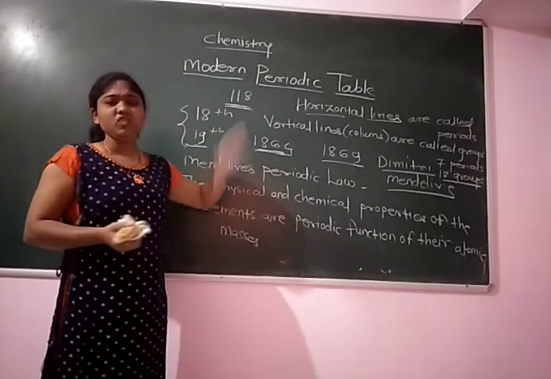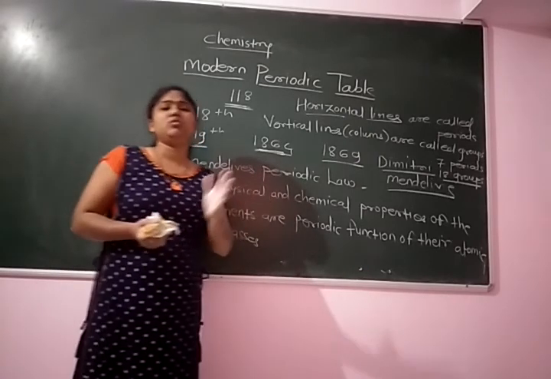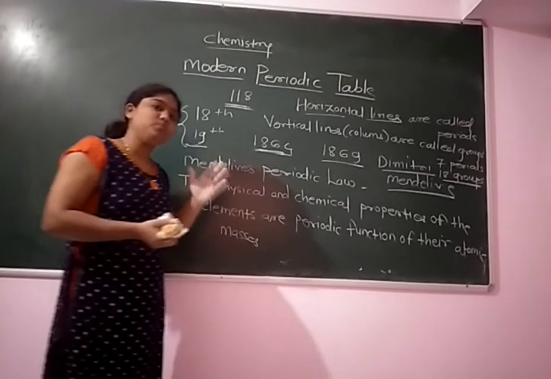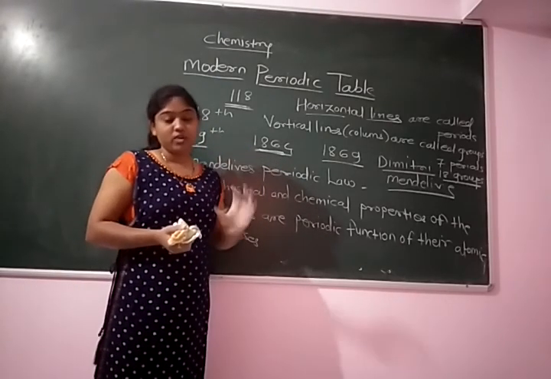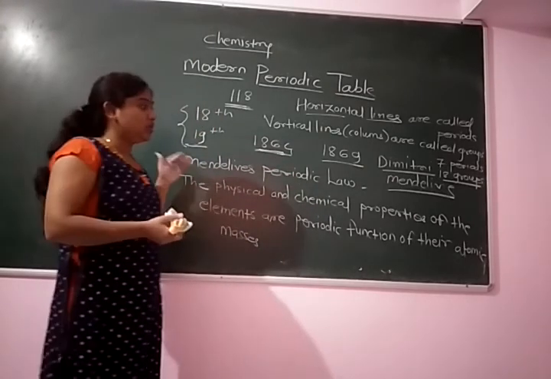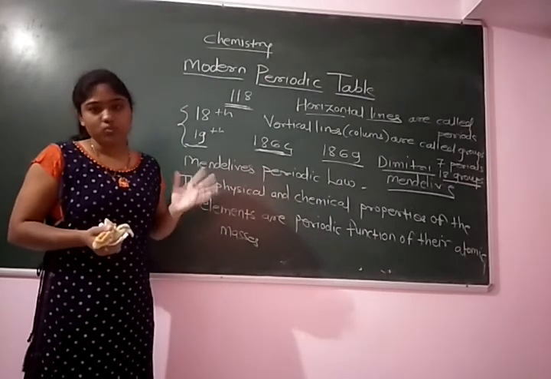In 1854, J.P. Cooke came and arranged the elements in a homologous series in the increasing order of their atomic weights. At the time of Cooke, the atomic weights of elements had been discovered, and he arranged the elements in the increasing order of their atomic weights.